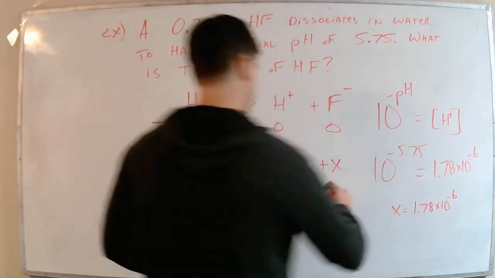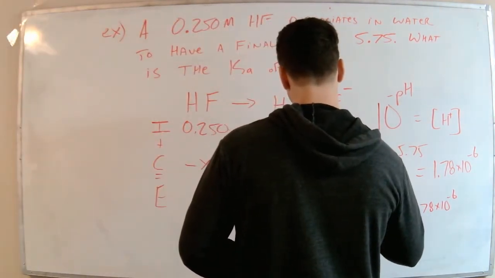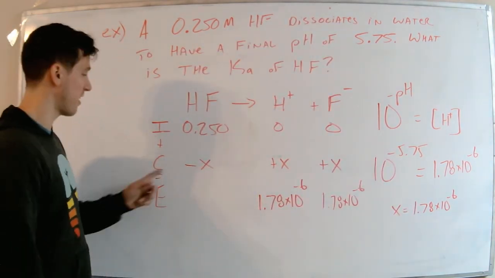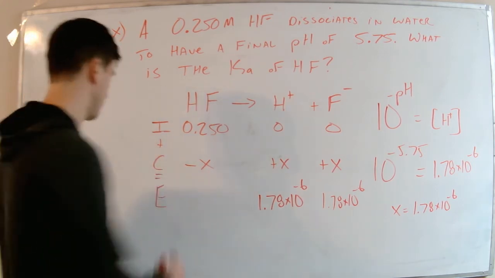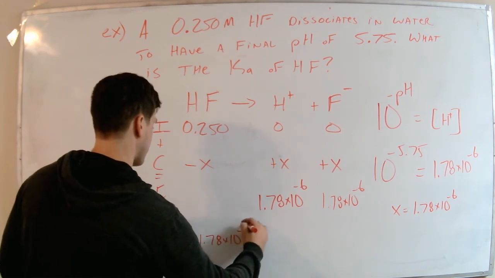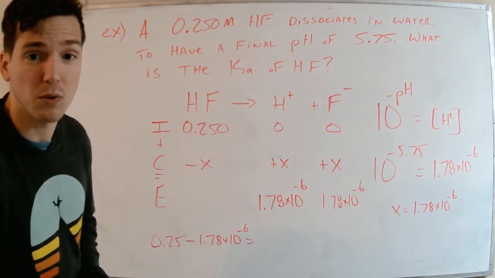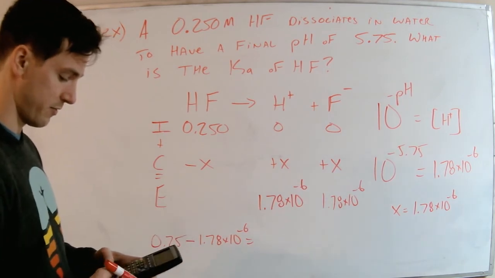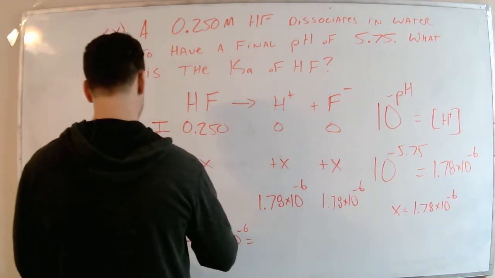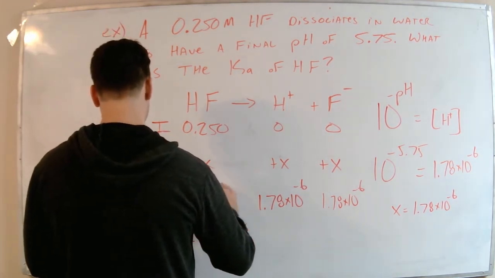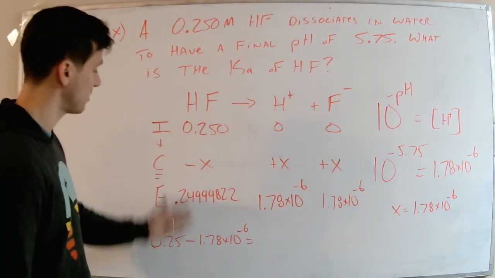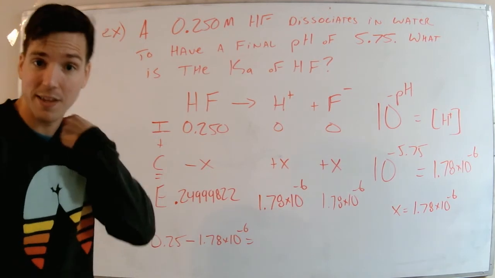Let's go ahead and fill some things in. 1.78 times 10 to the negative 6, I know that. And I know this is going to be 0.25 minus x equals equilibrium. So 0.25 minus 1.78 times 10 to the negative 6 is going to equal my equilibrium concentration right there. So 0.25 minus 1.78 times 10 to the negative 6 is going to equal 0.249998822, which makes sense, right? We won't assume a lot of this to change because HF is a weak acid.